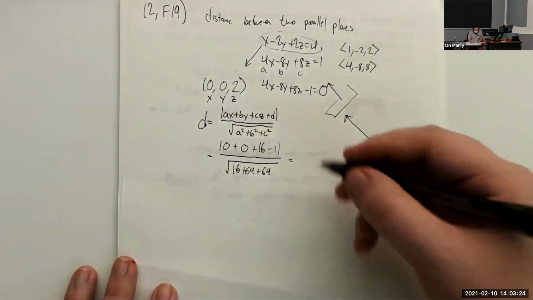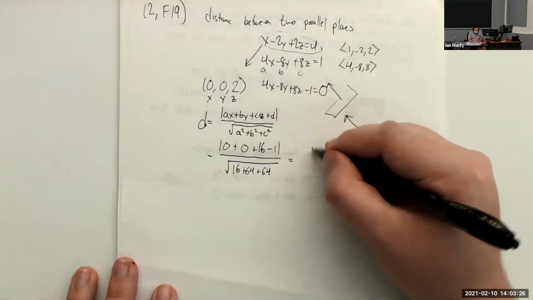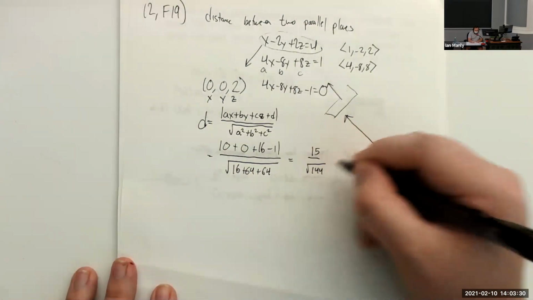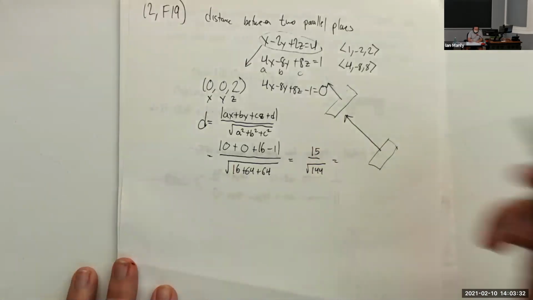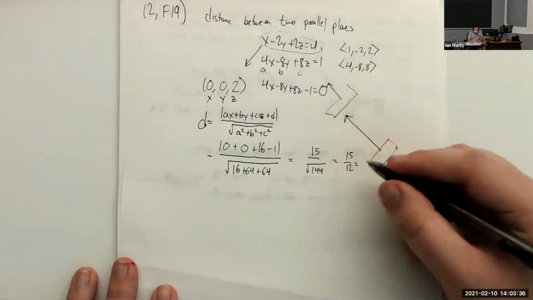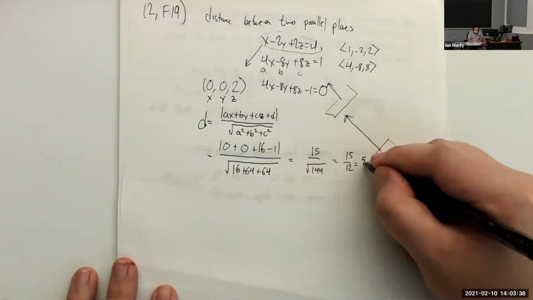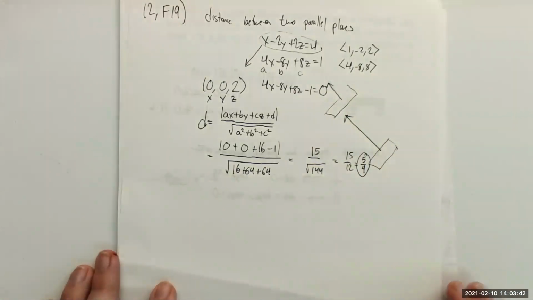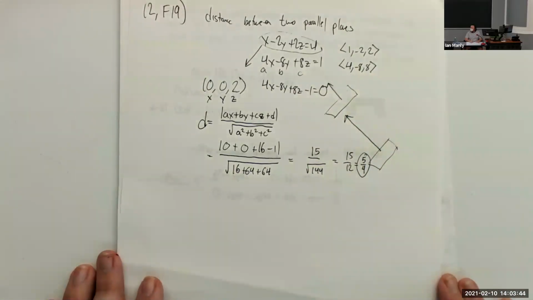All right, so then what do we end up with here? Well, we have 15 up here and 144 down here. If we add those together, the square root of 144 is 12, and 15 over 12 will be 5/4. So this is going to be our distance right here.